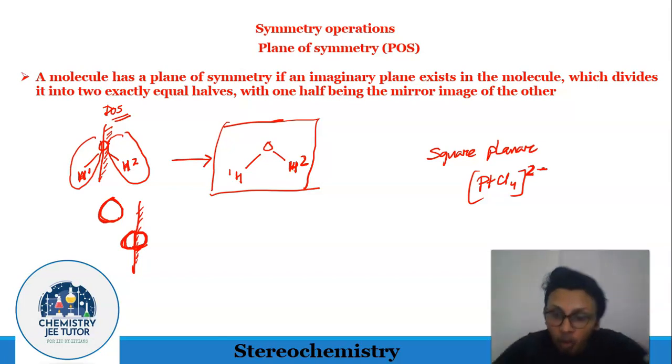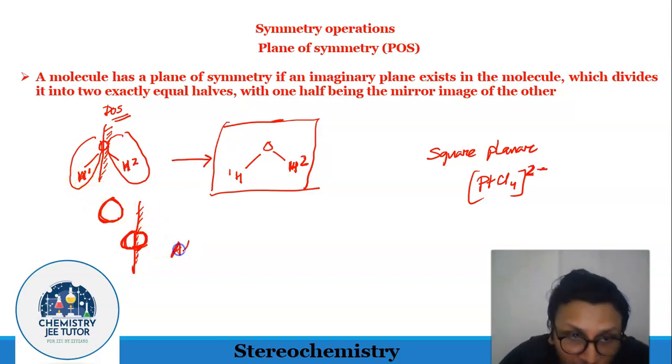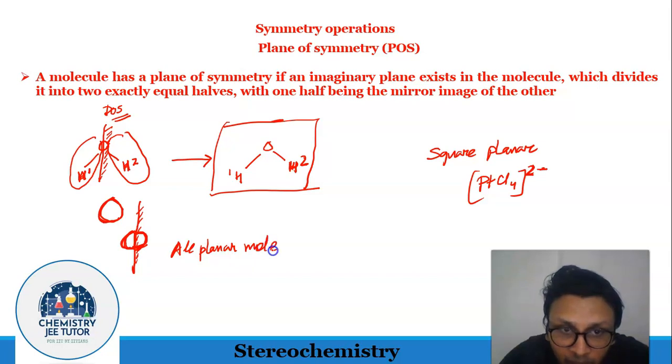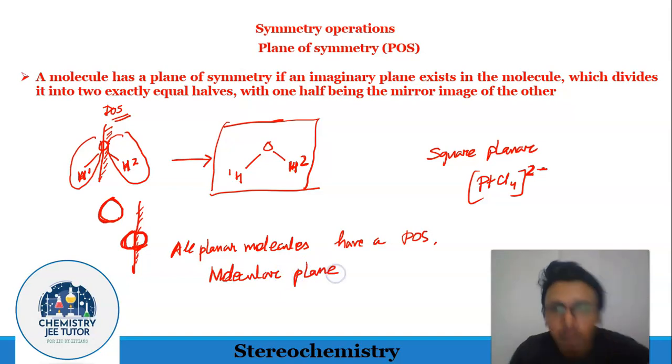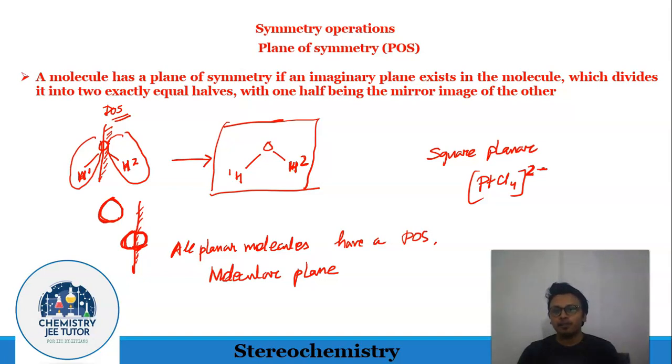So remember, all planar molecules have a default POS, or plane of symmetry, that is the molecular plane. All planar molecules have a molecular plane. Remember this. Another thing you must remember is a molecule can have more than one plane of symmetry, like here we had two. So you always have to look for all the planes of symmetry.